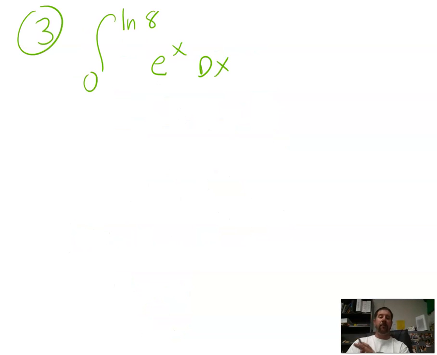Okay, here's our next problem. The integral from 0 to ln of 8 of e to the x dx. Looks real kind of tricky and scary because now we're dealing with e's. Oh no! But again, just kind of go back and think about what we need to do.